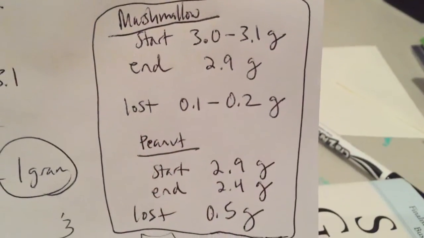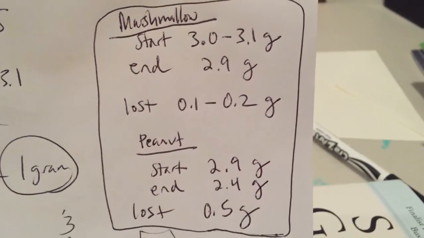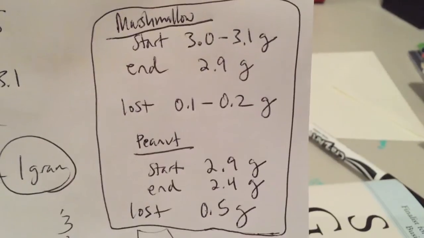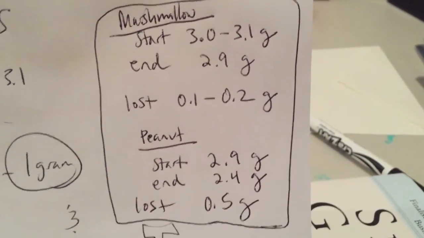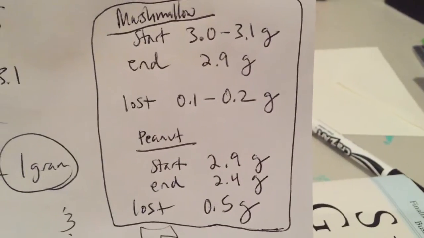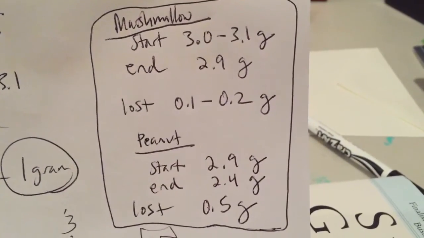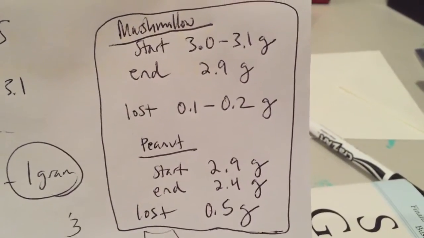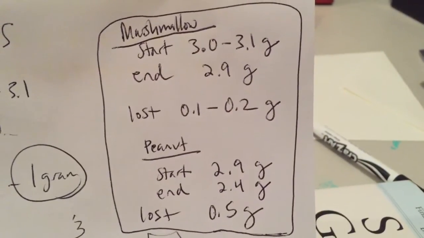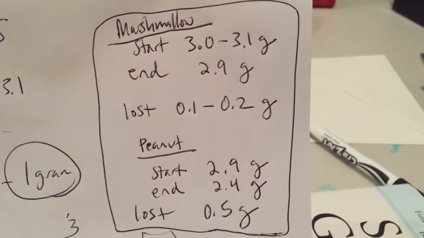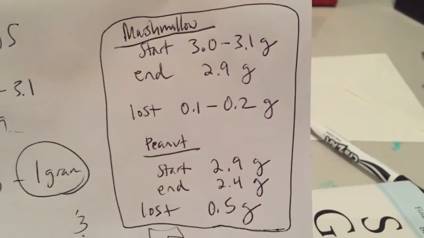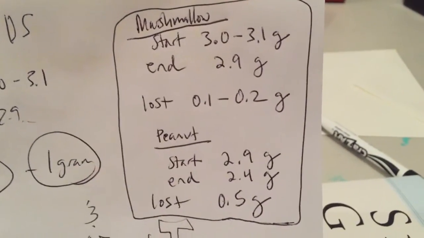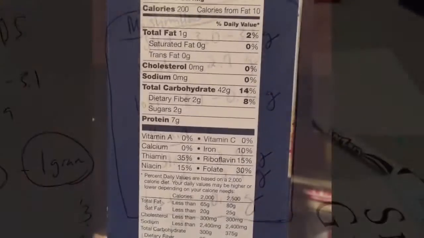Okay, so you can see that our marshmallow started between 3 and 3.1 grams and ended at 2.9, so it only lost 0.1 or maybe 0.2 grams, whereas the peanut lost 0.5 grams, so close to 4 to 5 times more mass. But did it only burn 4 to 5 times as long? No, I mean it burned significantly longer. So why does it burn significantly longer?